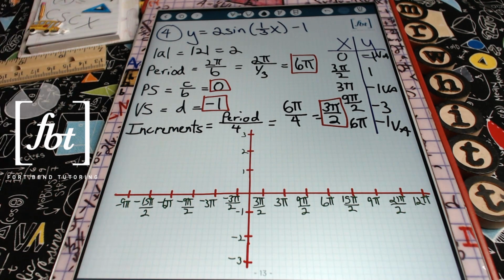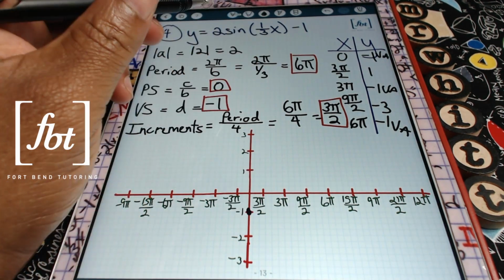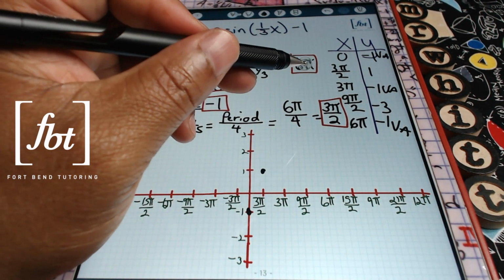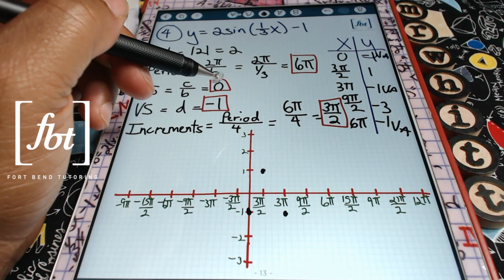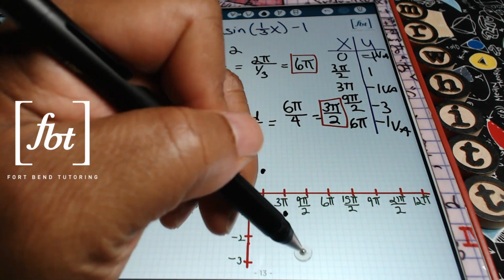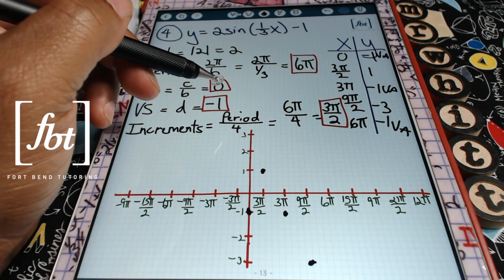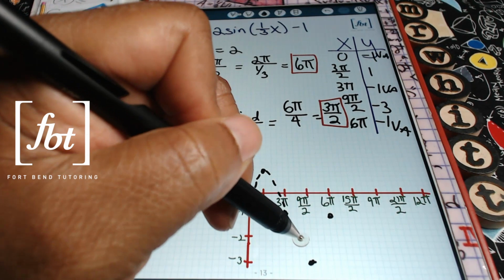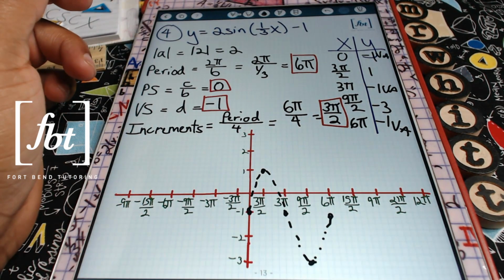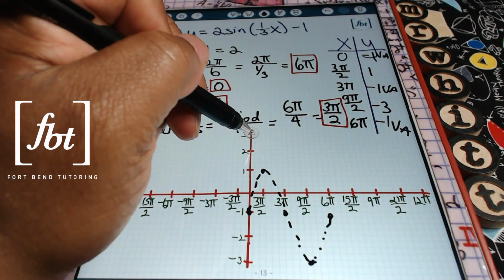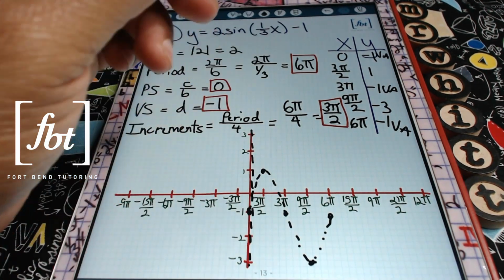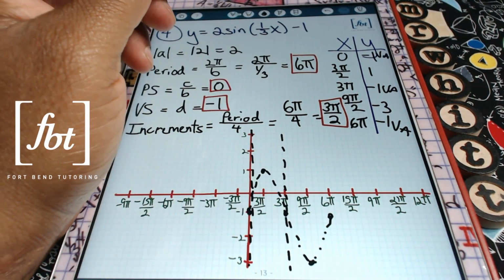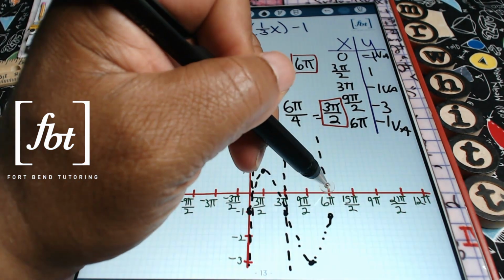So plugging our points in, we'll have 0, -1, a point here. We have a point at 3 pi over 2, 1. Then we have a point at 3 pi and -1. You'll have a point at 9 pi over 2 and -3. You'll have a point at 6 pi and -1. And using dashed lines here, you'll have your graph of sine. We know that we'll have a vertical asymptote where x equals 0. We'll have a vertical asymptote where x equals 3 pi. And we'll have a vertical asymptote where x equals 6 pi.